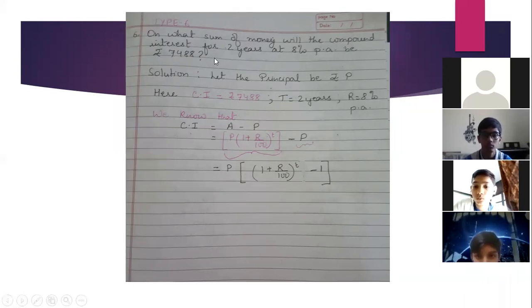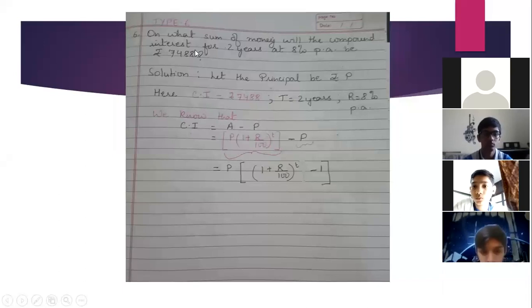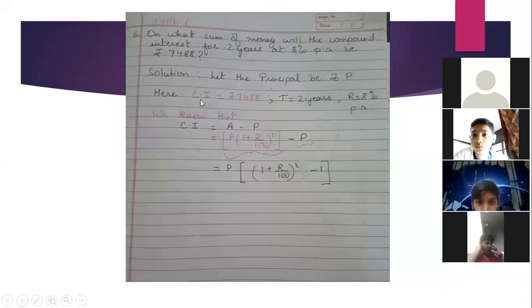So neither P is given nor A is given. You cannot use the previous formula. P is missing, A is missing. Both are missing. So what you will do now, they have given you compound interest. So I have written that with pink pen. Compound interest is equal to 7488, with time and rate. We know that compound interest is equal to A minus P, right? And now in place of A, you put this formula and write minus P just like that.